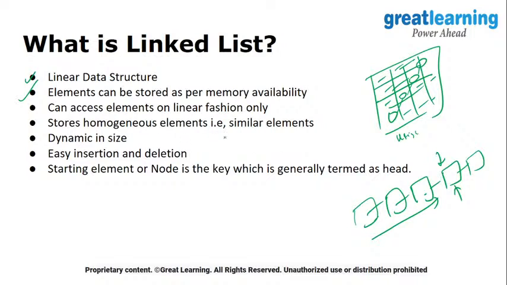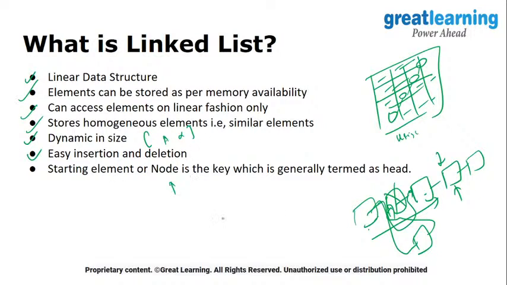It stores homogeneous elements just like what we saw in arrays. It also stores similar data types. If you're storing integers, you can only store integer data. It's dynamic in size, so one drawback is gone: in an array we have to specify the size, but in this we don't. Easy insertion and deletion. Let's suppose you want to delete this node. You just link this to this and done. Just by replacing one link you have deleted it. To insert something, you just link this to this and this to this. Done. Just by changing the links, it's easier to delete and insert in a linked list.